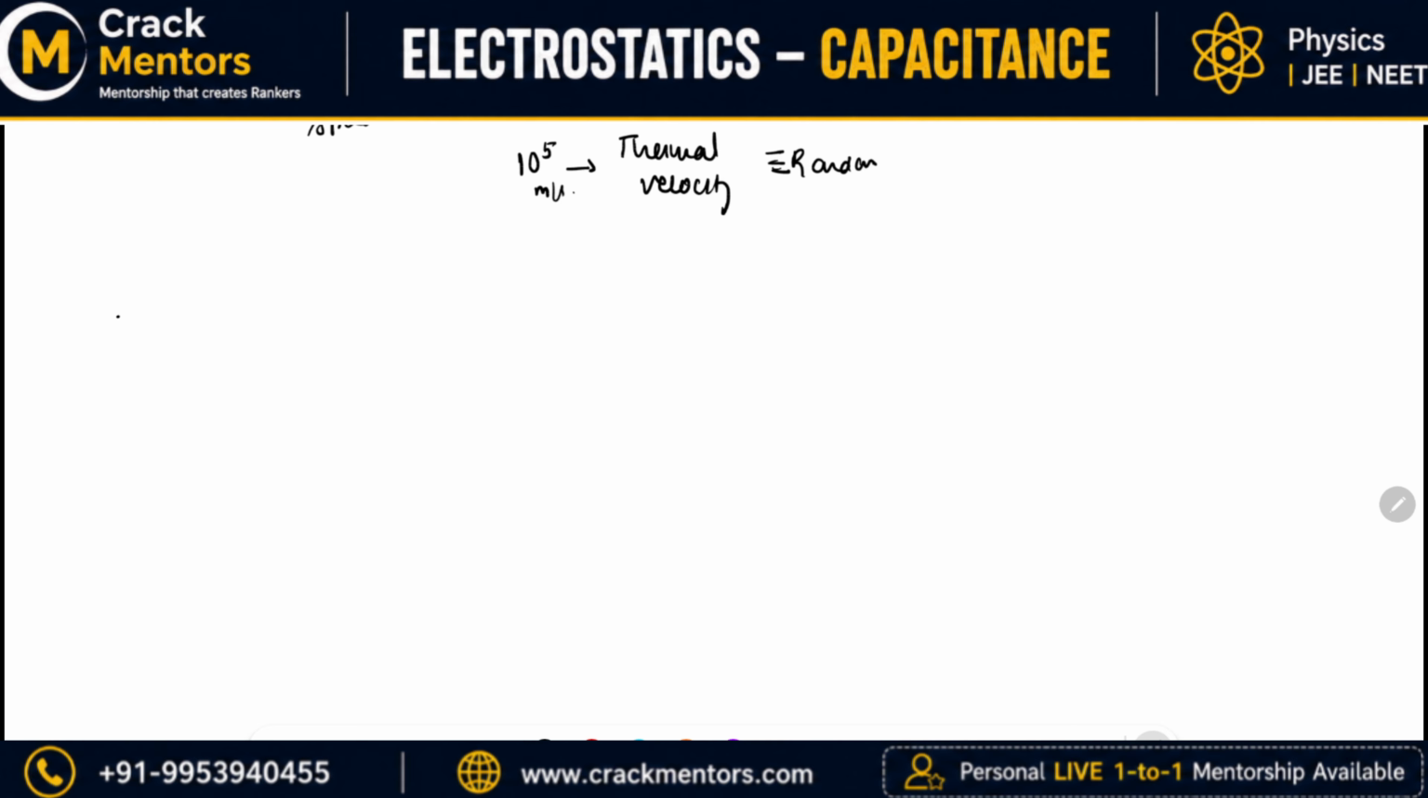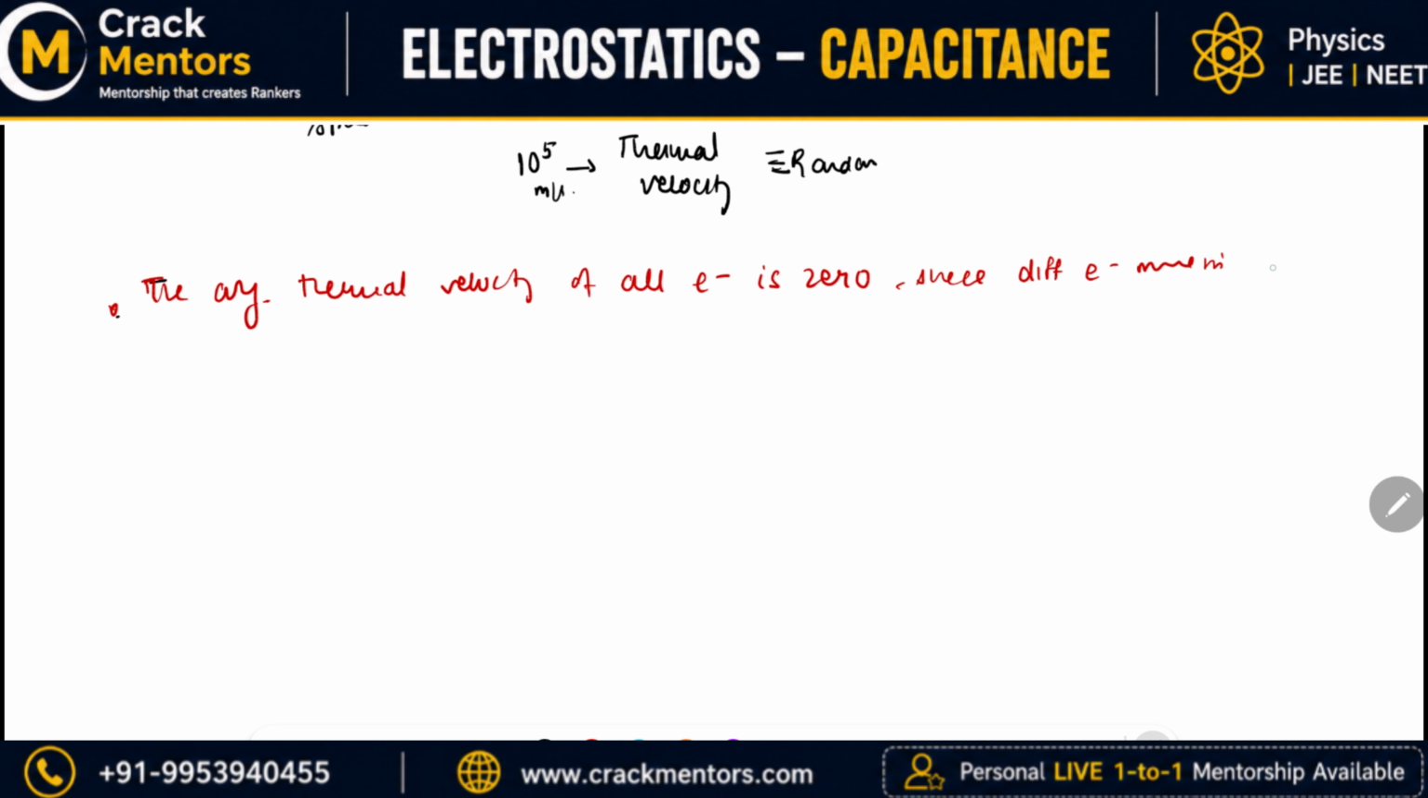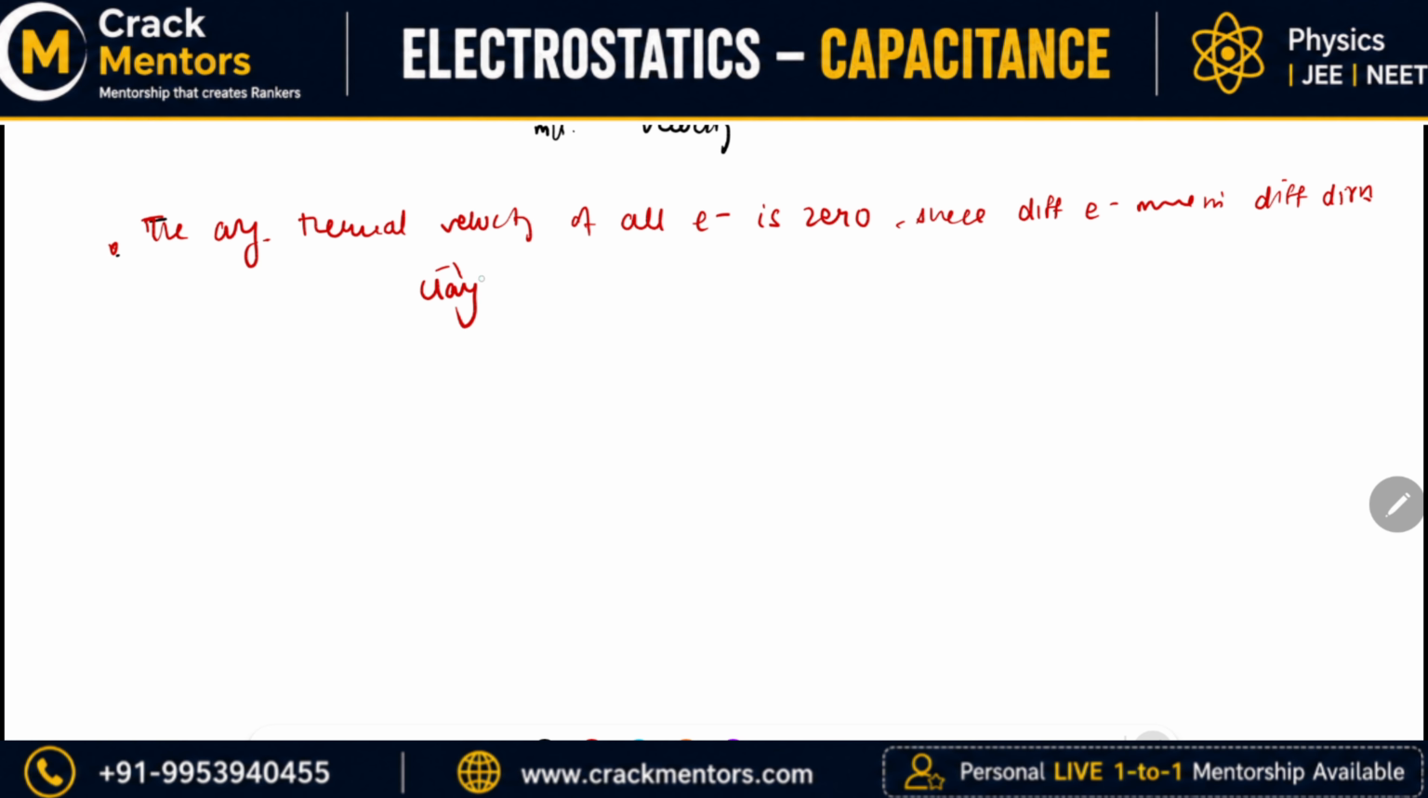But what you can find here, the next postulate says that the average thermal velocity of all the electrons is 0. Why is it 0? Since different electrons move in different directions, the sum of all the velocities averages to 0. If I combine all of the velocities here, u1 plus u2 plus up to un, all of them will combine to give you the value of 0. Is that clear? Due to different directions, the thermal velocity sum is equal to 0.